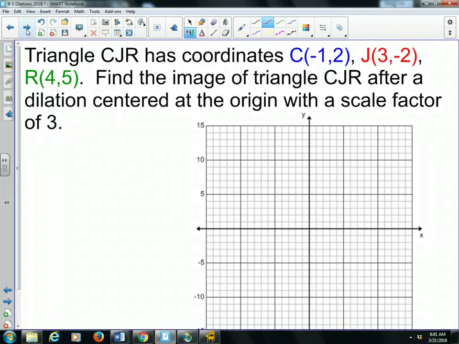So here I have one. The origin right here is my center, and I have triangle CJR. Let's put CJR in our graph. If we go left 1 up 2, and right 3 down 2, and then right 4 up 5. Here's our triangle.